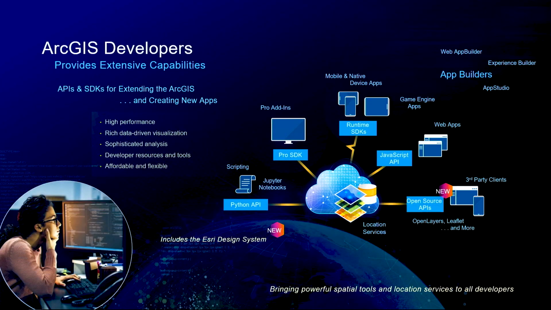ArcGIS developers provides extensive capabilities, as well as documentation that allows developers to easily find the tools and technologies that they need. ArcGIS includes APIs and SDKs for web and mobile app development, for building add-ins, and for extending ArcGIS, as well as for automation and data science. Developers can also use their choice of open source APIs to work with the services in ArcGIS. ArcGIS also includes low-code app builders for both web and mobile apps.